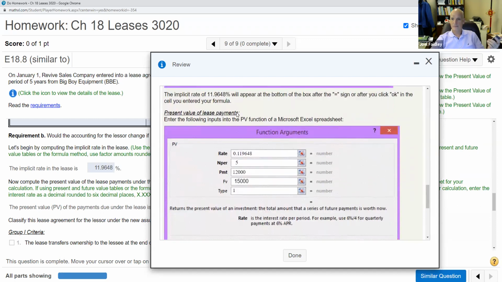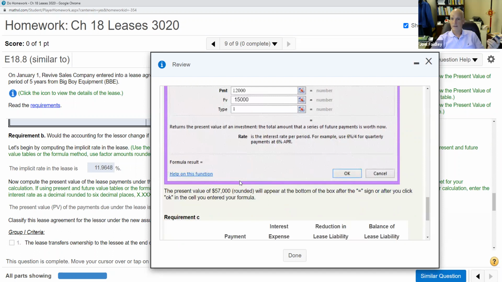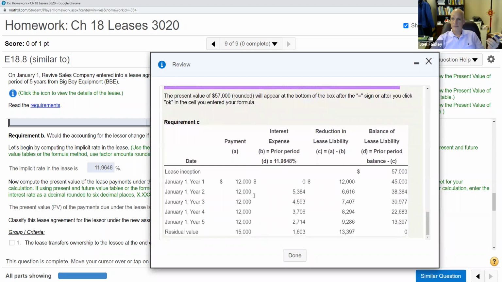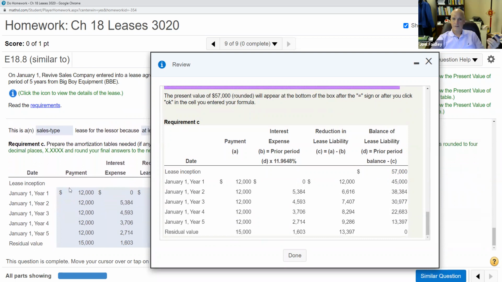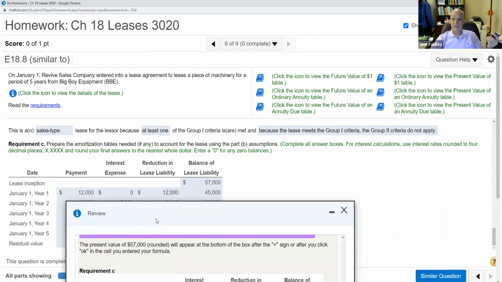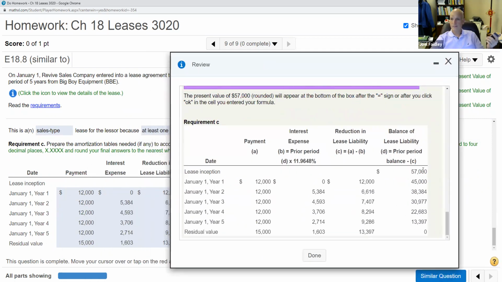All right, and the implicit rate, when we plug that in for 5 years, that $12,000 and $15,000 future value says that the present value is $57,000. Surprise, right? All right, and so then there's requirement C, where we want to put our amortization chart together, or interest expense, as they call it here. But it's really an amortization table for the interest expense. 57,000 minus the 12 is 45 times this new implicit rate, because of that $15,000 amount at the end.